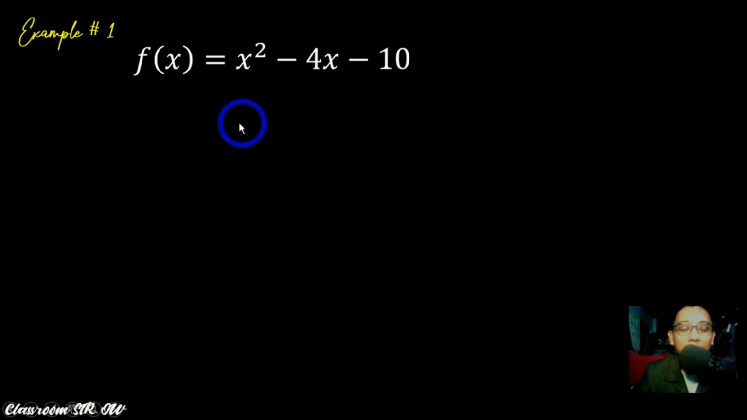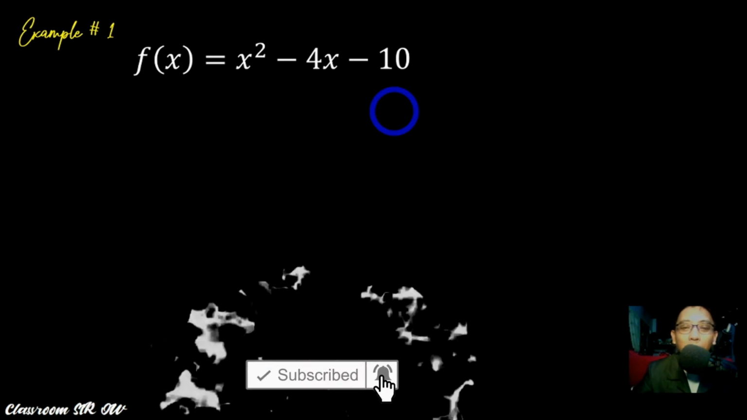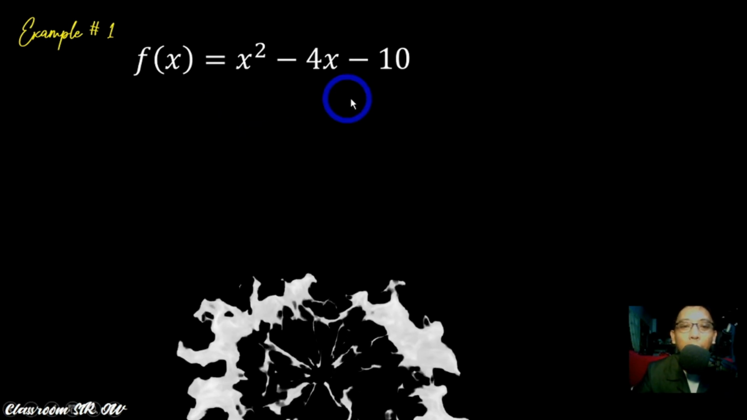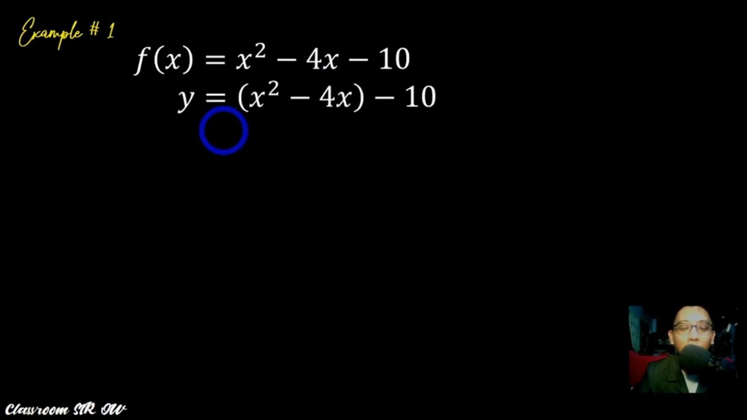Example number 1 is written in the standard form of quadratic function. Our task is to transform, change, or convert this standard form into vertex form, and we will also identify the vertex of the given function. The very first thing that you're going to do is group those terms with variable. So that is y is equal to, by the way, before I proceed, I changed f of x to y because they are just the same.